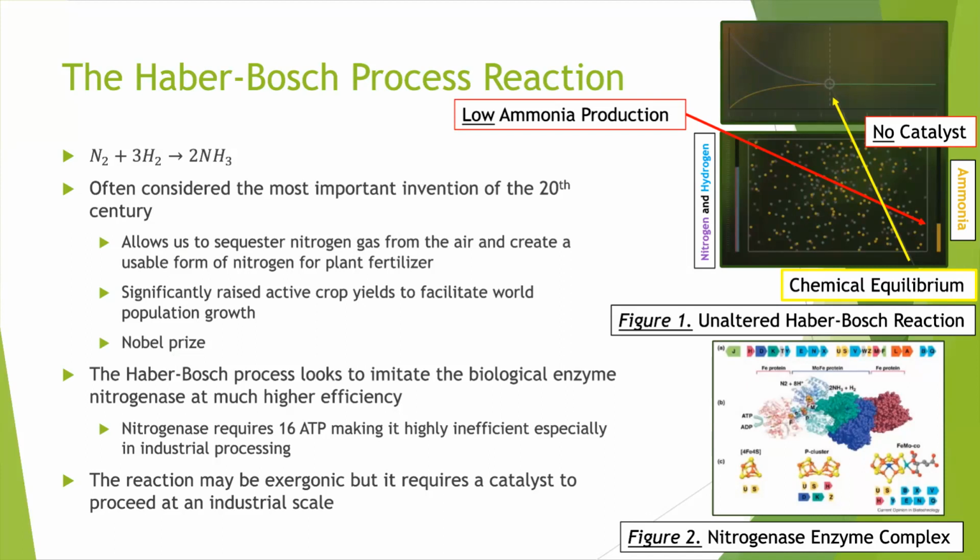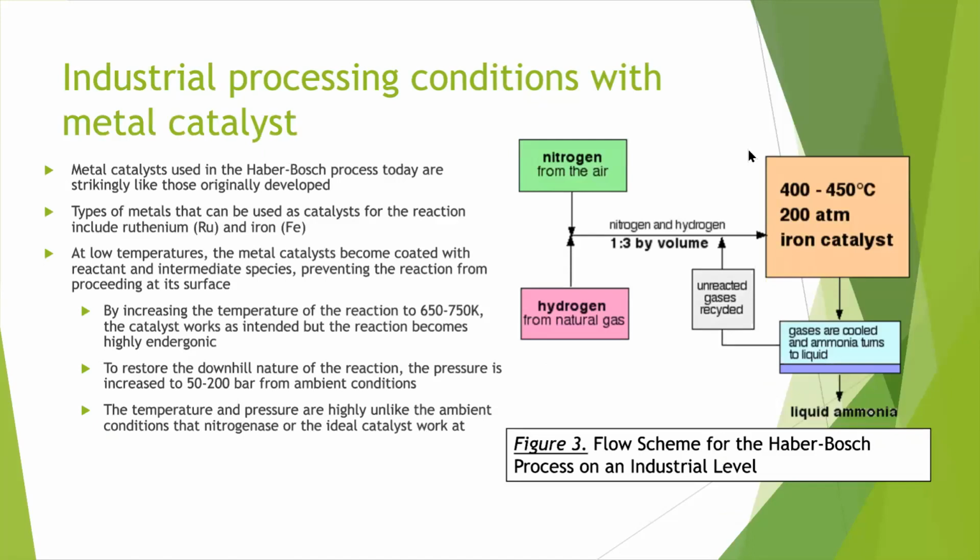This is a process that plants complete highly inefficiently using an enzyme called nitrogenase. Haber's goal was to set the specifications of his reaction as it relates to temperature and pressure. In addition, his work included optimizing his catalyst to encourage the reaction to proceed at an industrial scale. Currently used metal catalysts are very similar to those originally specified by Haber. Such metals include ruthenium and iron.